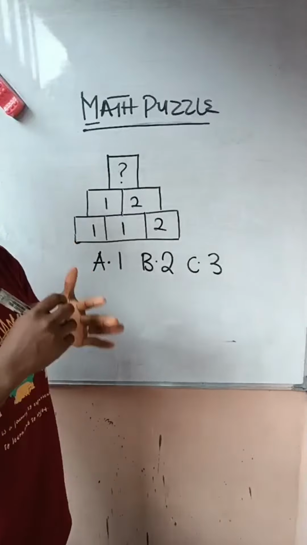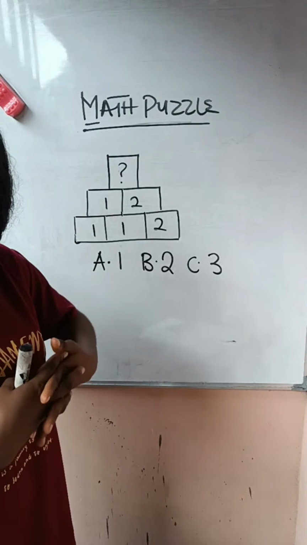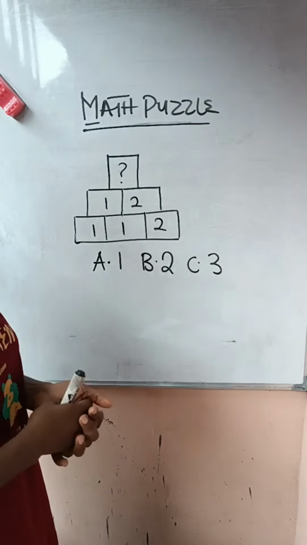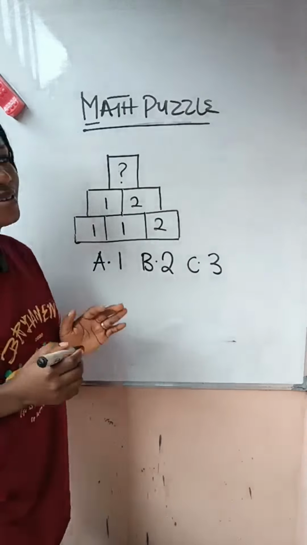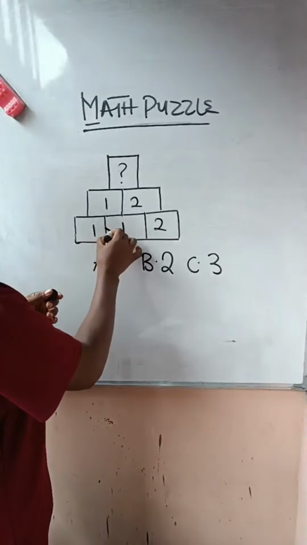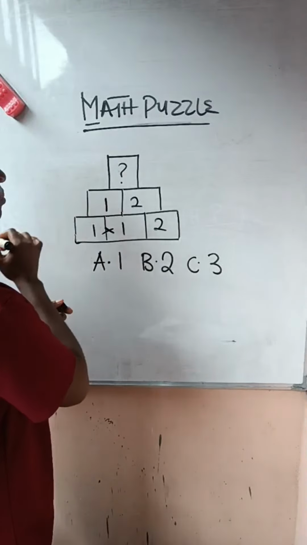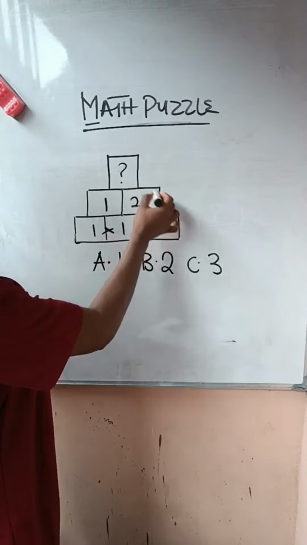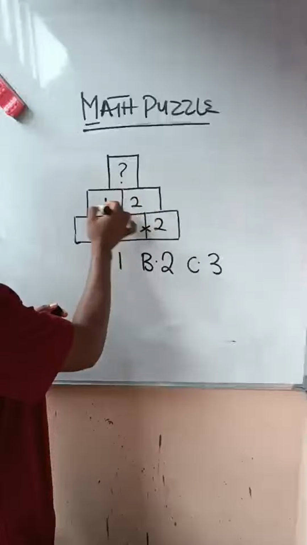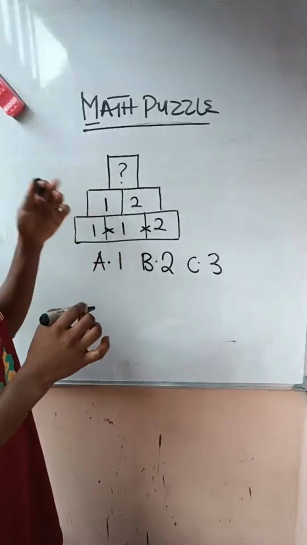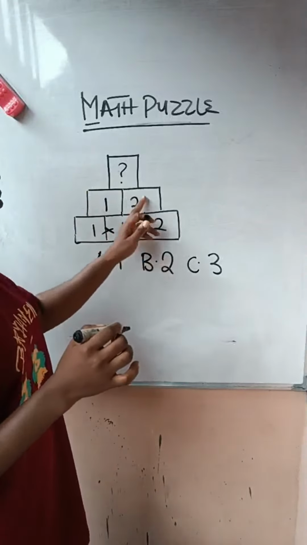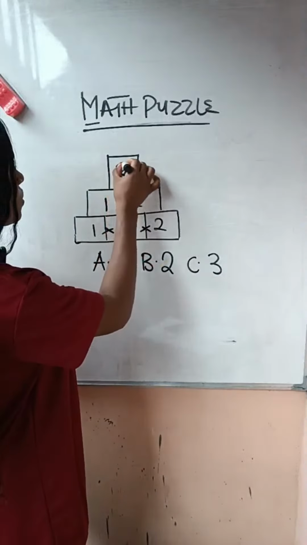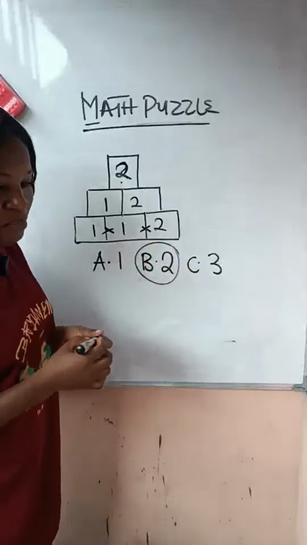All right, like I said, I'm giving 1 minute and the 1 minute is up. All right, now let's go. This is how this goes. 1 times 1 will give you 1. 1 times 2 will give you 2. So these 2 boxes will give you what is here. So 1 times 1 is 1. 1 times 2 is 2. Now 1 times 2 is 2. So the option is option B.